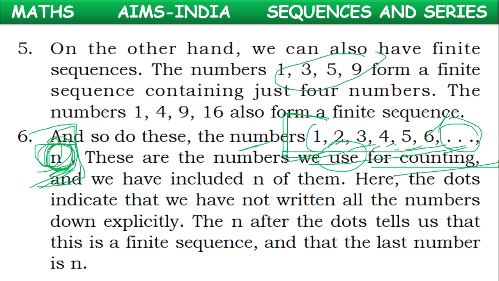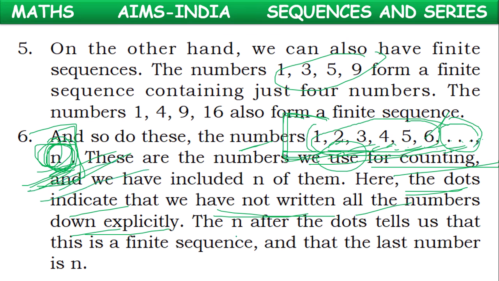So in this case, if we have dots and after that we have another element, then it should be considered a finite sequence. It's not infinite. It's a finite sequence. Here the dots indicate that we have not written all the numbers up to n, only the beginning numbers. The next numbers will continue according to the same relation that holds for the beginning numbers, and the numbers will continue up to the value of n.